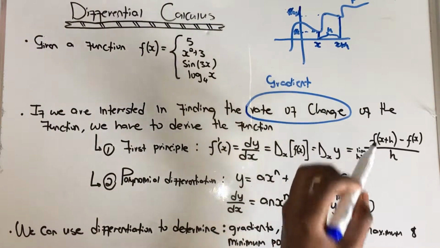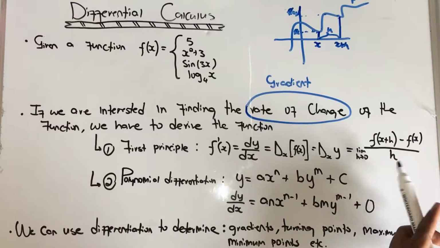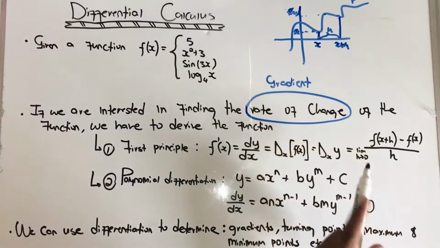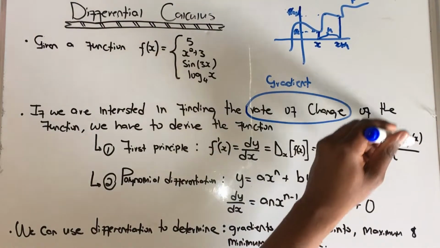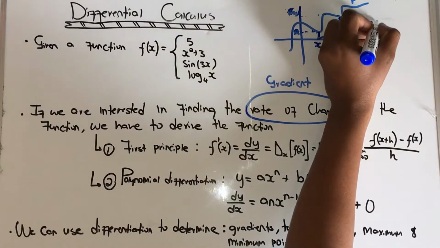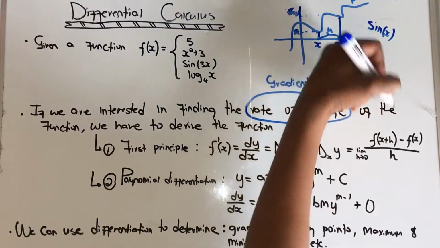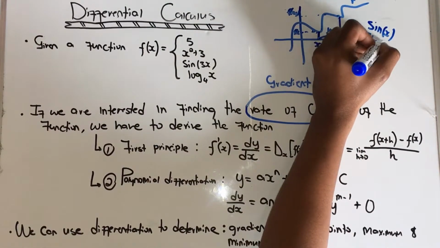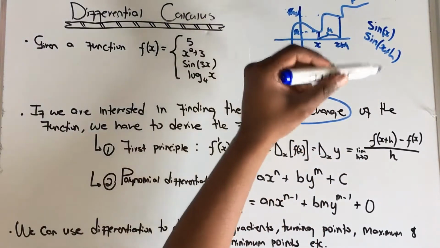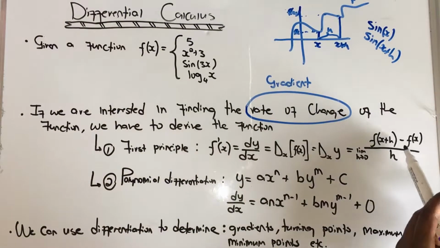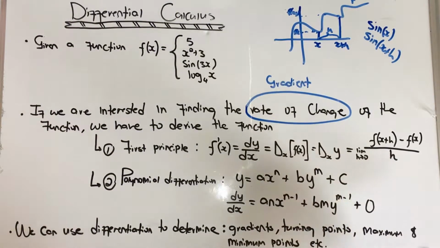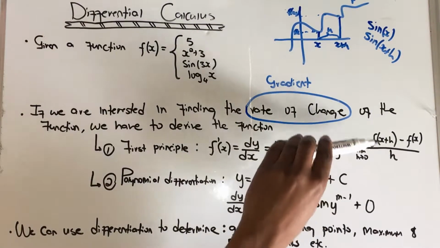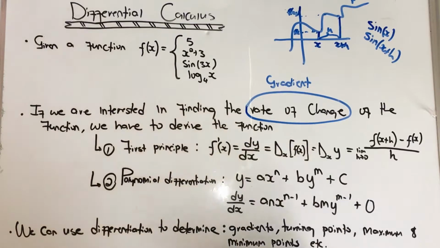So what you do here is apply this formula. That's the same thing as taking your average gradient. The formula is there in your formula sheet. You have to find your f of x plus h. So if your function is sine of x, just for an example, f of x plus h would be sine of x plus h. So you're going to substitute x with x plus h, and then minus f of x, all over h. I'm going to show you how to do that in our next example.